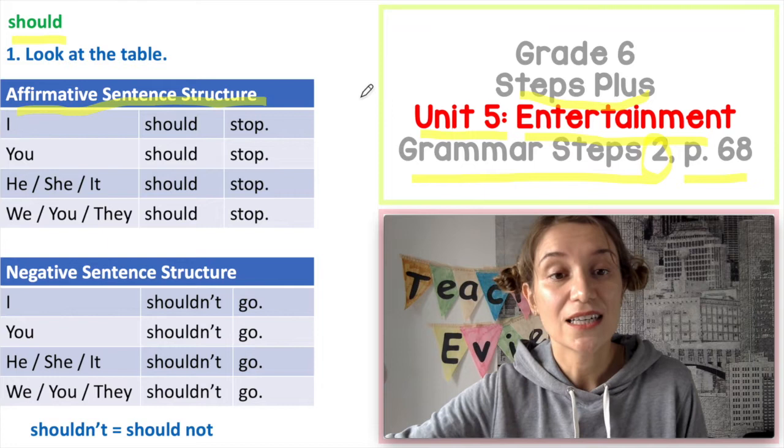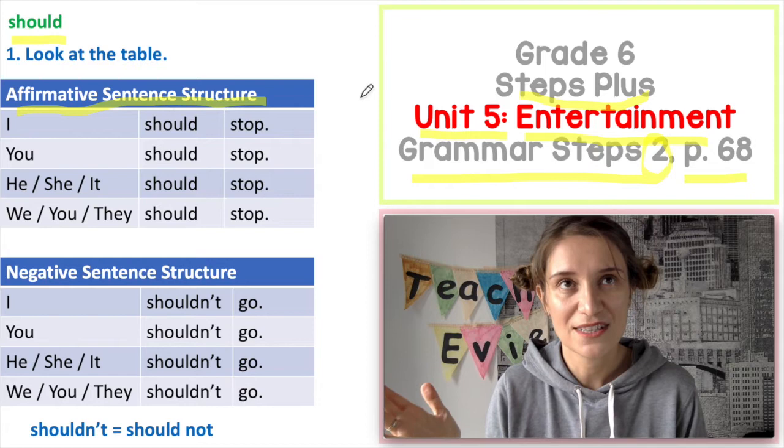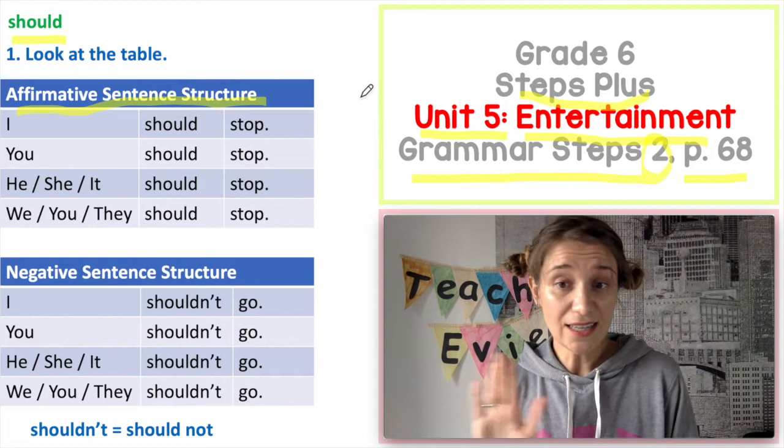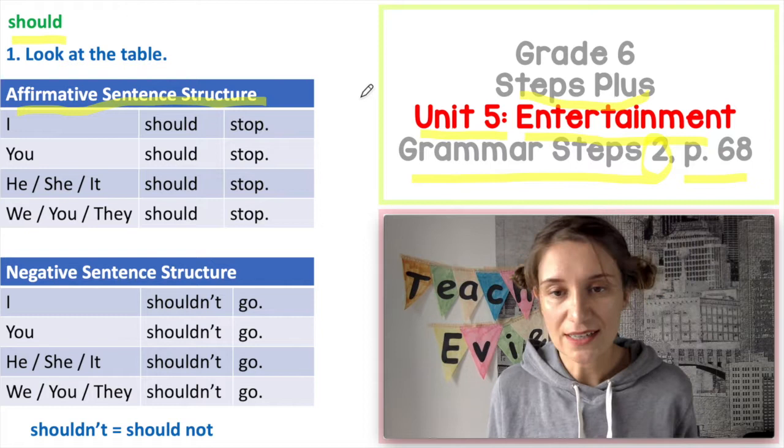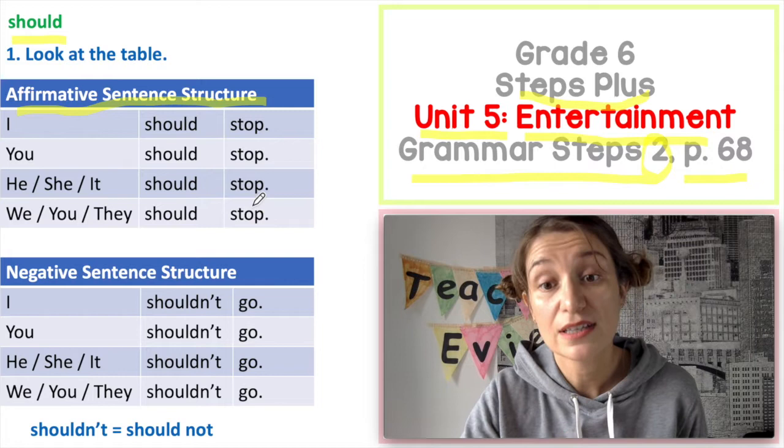Jakie to są zdania twierdzące? To są te zdania, które nie są zdaniami przeczącymi. Czyli ja idę do szkoły, na przykład to jest zdanie twierdzące. Ja nie idę do szkoły, to jest zdanie przeczące. Zdanie przeczące zaprzecza. Zdanie twierdzące stwierdza. Prościzna. Ok, so we have affirmative sentence structure here. Zdania twierdzące, jak tworzyć z czasownikiem should. I zobaczcie, jakie to jest banalne.